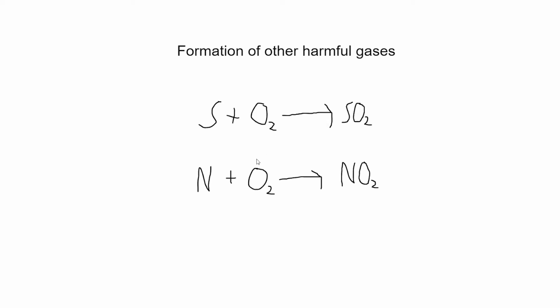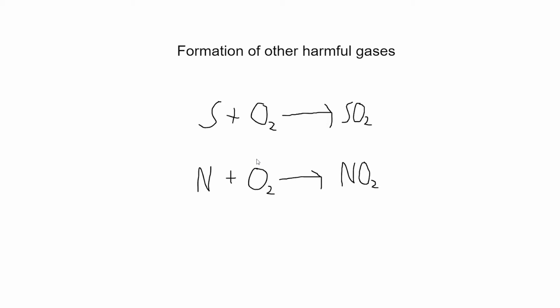Nitrogen is different. Nitrogen is not an impurity in crude oil, but nitrogen and oxygen are ever present in the air. They just need to reach a high enough temperature to react. Temperatures like the insides of a car's engine, which allow for the formation of nitrogen dioxide.